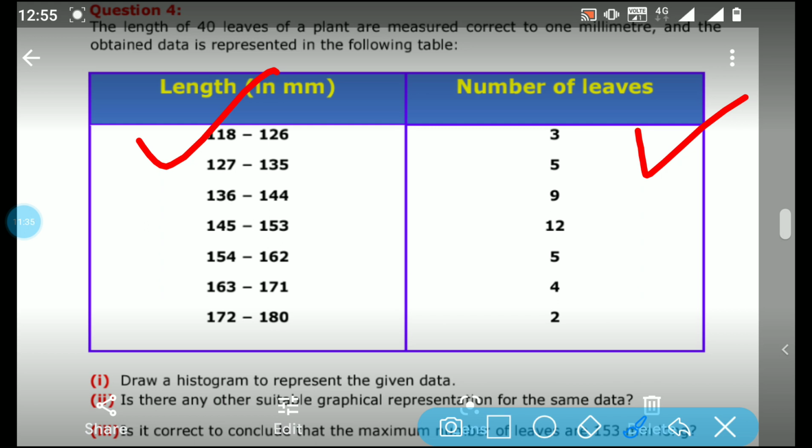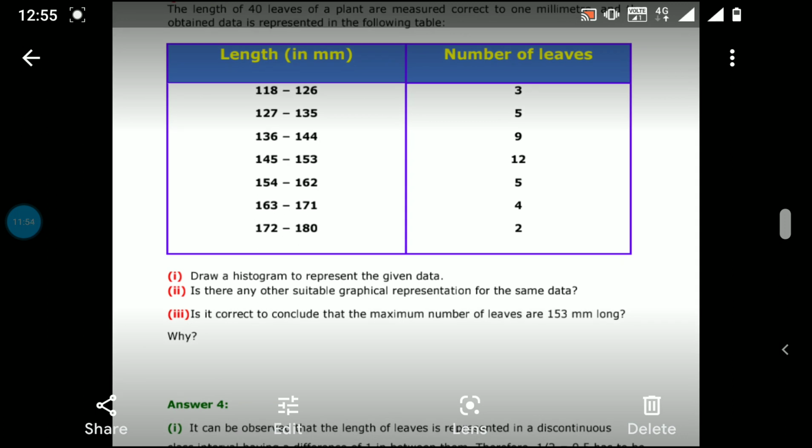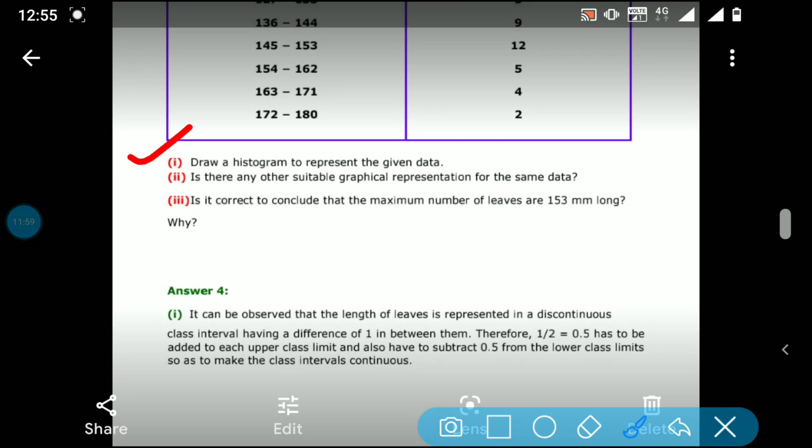First of all, what we have to do: this class interval is not in a regular form. It is in irregular form. See, here it is given 118 to 126, and then after 126 it is 127 to 135, then 136. So it is in irregular form, and first of all we have to make it regular. After that we have to answer these 3 questions. Draw a histogram. Is there any other suitable graphical representation for the same data? Yes, there can be. And the third one: is it correct to conclude that the maximum number of leaves are 153 millimeters long, and why? We have to give this answer.